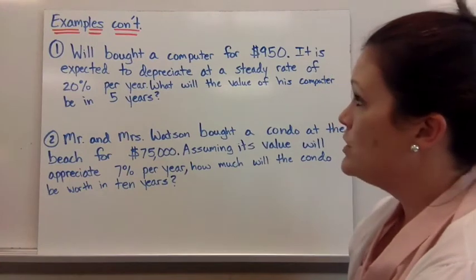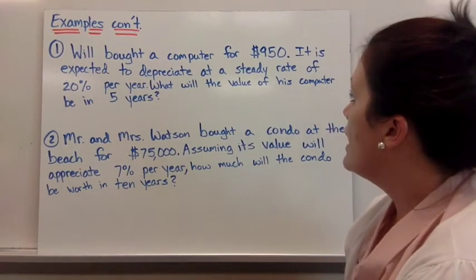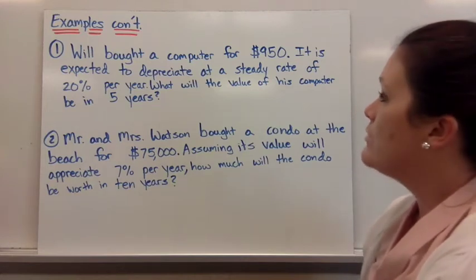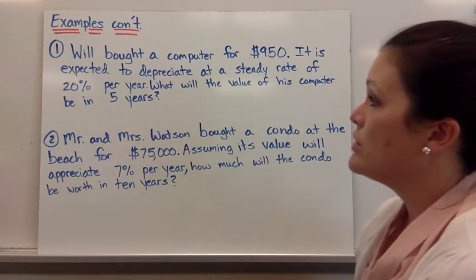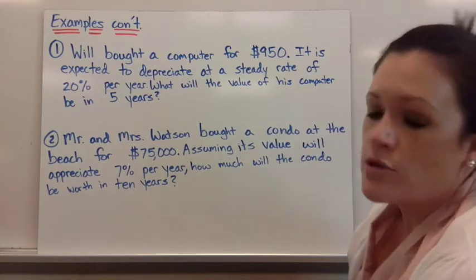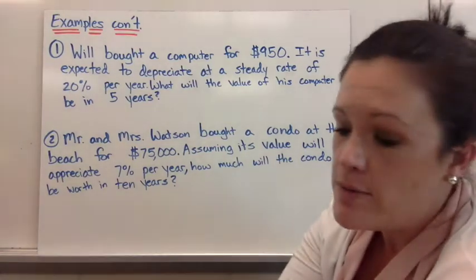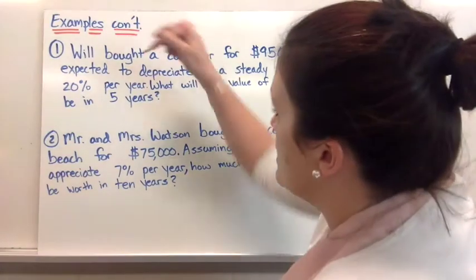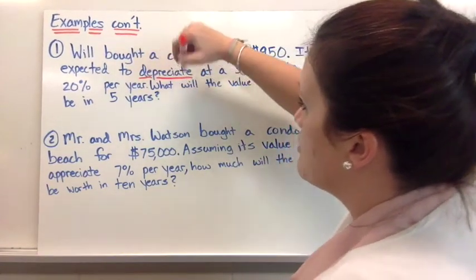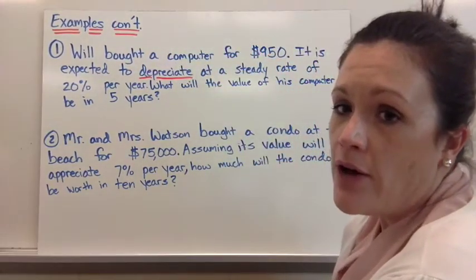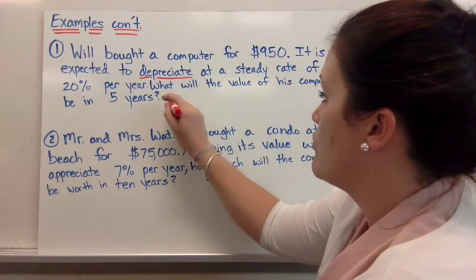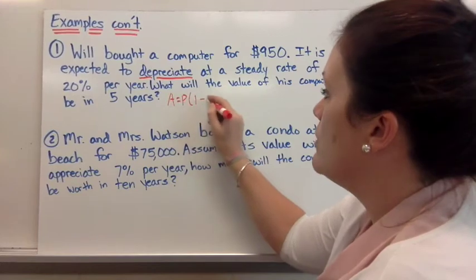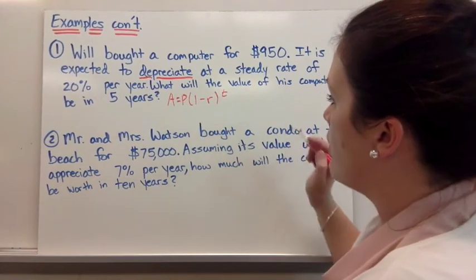So this one says, Will bought a computer for $950. It's expected to depreciate at a steady rate of 20% per year. What will the value of his computer be in 5 years? So we would set it up as a decay formula because it said it depreciated. Depreciated means it went down in value, so that goes with our decay formula. So we would say A equals P times 1 minus R to the T power.